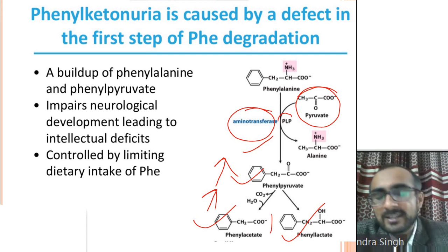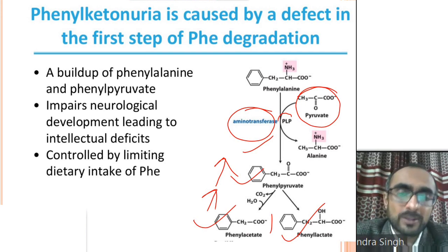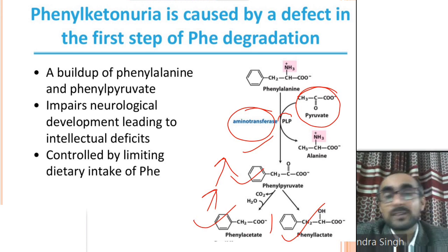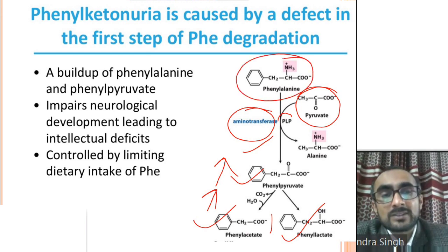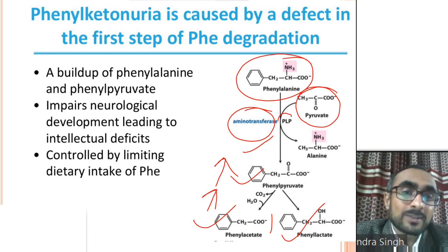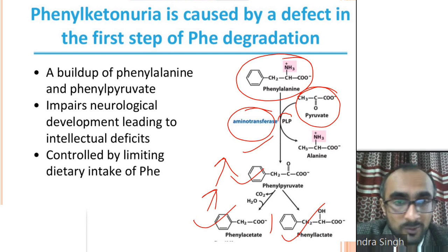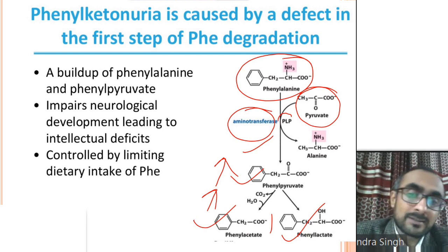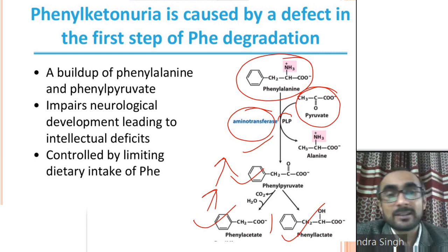And all these genetic disorders can be controlled only by limiting diet. For example, in case of phenylketonuria, the phenylalanine concentration in the diet is limited to the minimum possible, so that excess phenylalanine is not available for oxidation, so that disease symptoms can be taken care of.